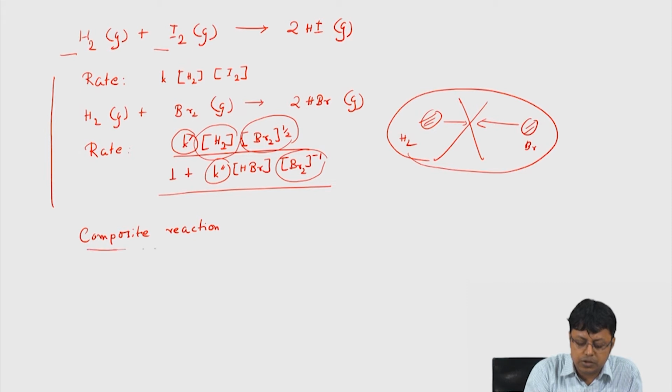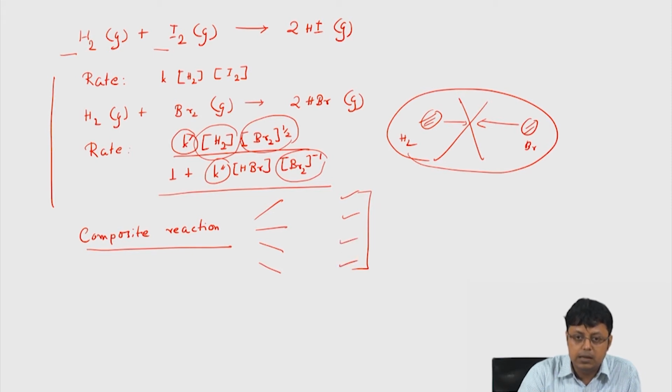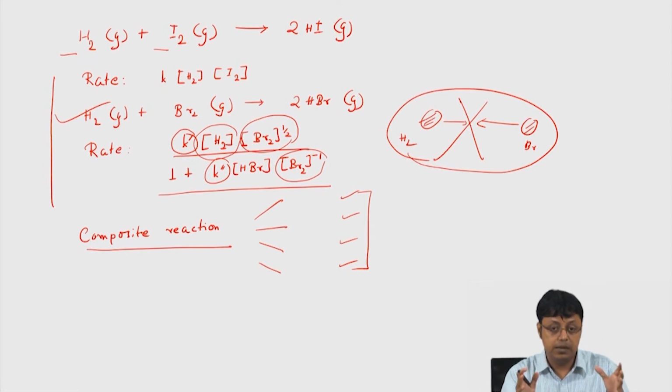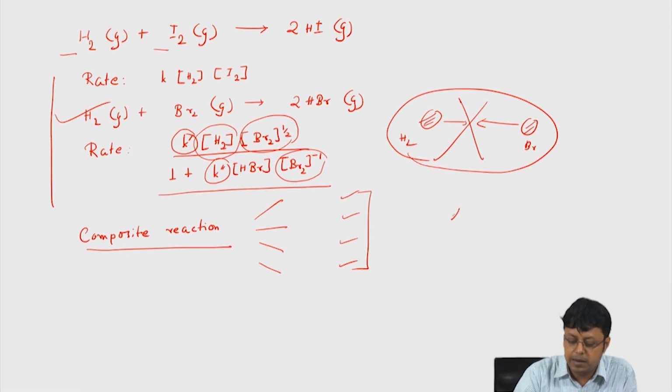So, any composite reaction can be decomposed into many elementary reactions, and if we add them up, we get the composite reaction. And if we find now the rate law for each of the elementary reactions, then we should get back the composite reaction's observed rate law. So, that we will see for this particular reaction, hydrogen and bromine reacting to produce HBr in gas phase. Now, for a composite reaction, already we talked about it, a composite reaction can be thought of as made of many elementary reactions.